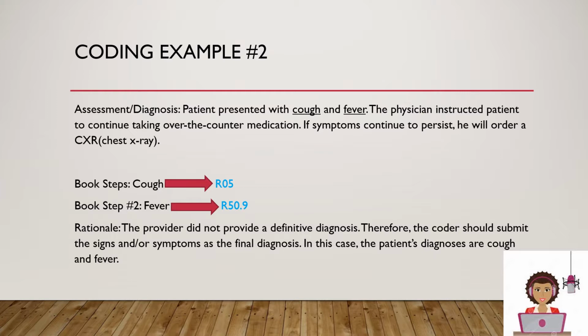So in this particular scenario, our diagnoses are cough and fever. In our first book step, we're going to locate the ICD-10 code for cough, which is represented by R05. Our second book step is to locate the diagnosis code for fever, which is R50.9. So in our rationale, again, the provider did not specify the definitive diagnosis. Therefore, the coder should submit the signs and or symptoms as the final diagnosis. And in this case, the patient's diagnoses are cough and fever.